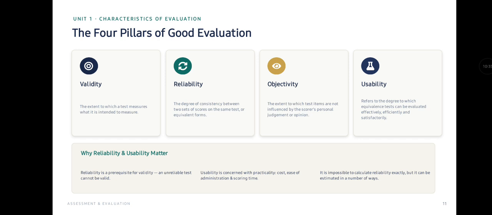Why do reliability and usability matter? Reliability is a prerequisite for validity, and unreliable tests cannot be valid. Usability is concerned with practicality, cost, ease of administration, and scoring time. It is impossible to calculate reliability exactly, but it can be estimated in a number of ways.